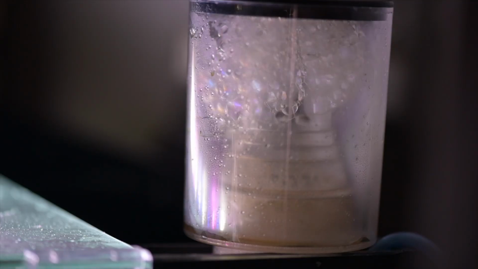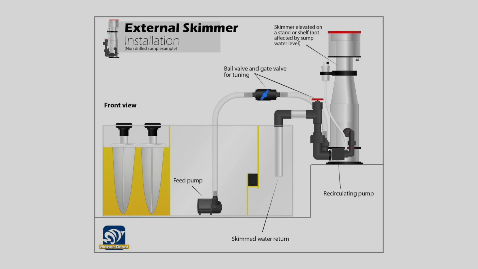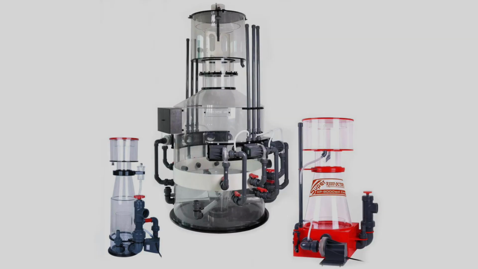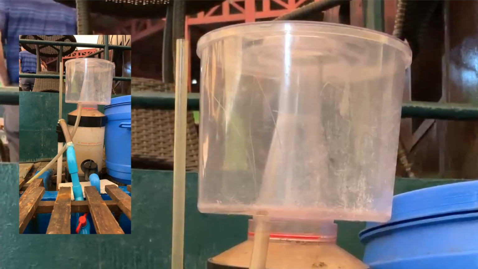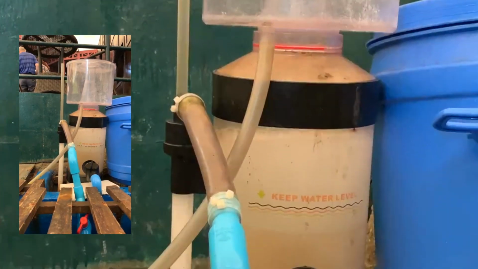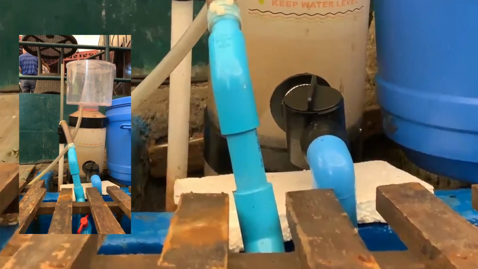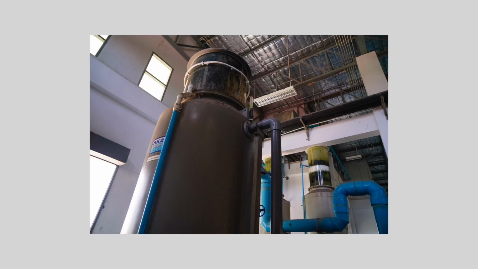The last one is the external skimmer. This type of skimmer stands out of the water. The pump sends the water from the system to the skimmer, which skims before returning to the system. This type of skimmer is less common in home aquariums, but in large systems where the skimmer cannot stand in the water because of servicing issues, this type of skimmer is often used.